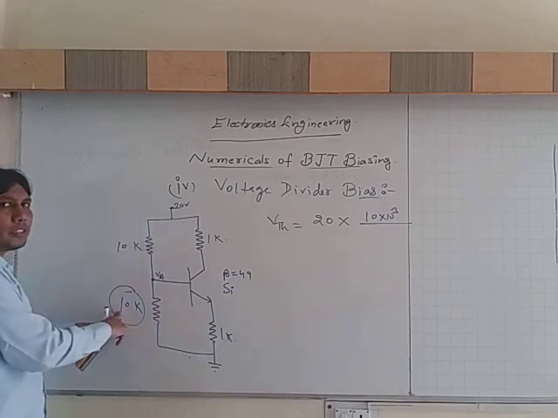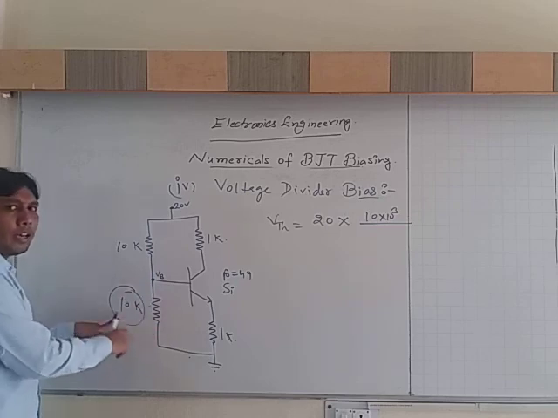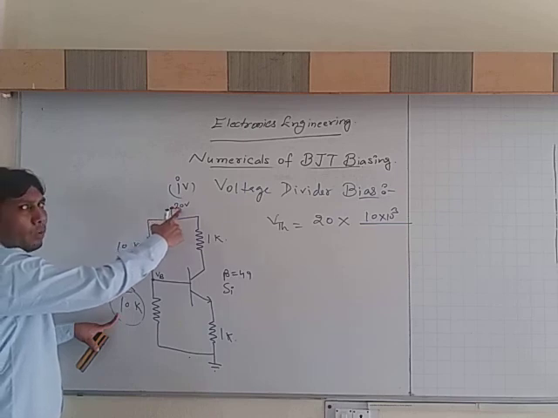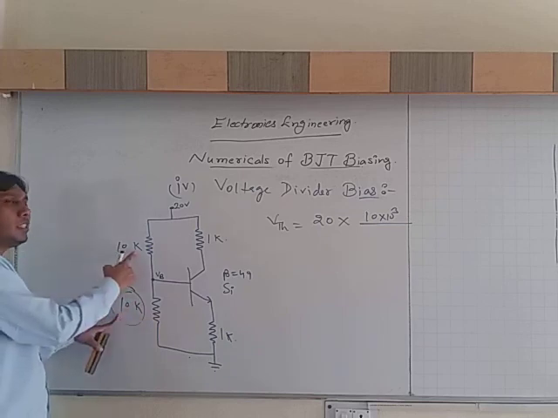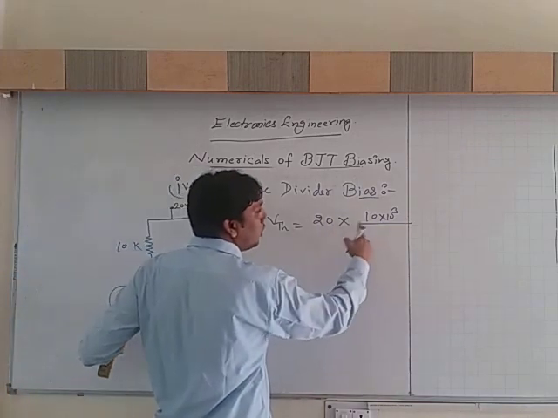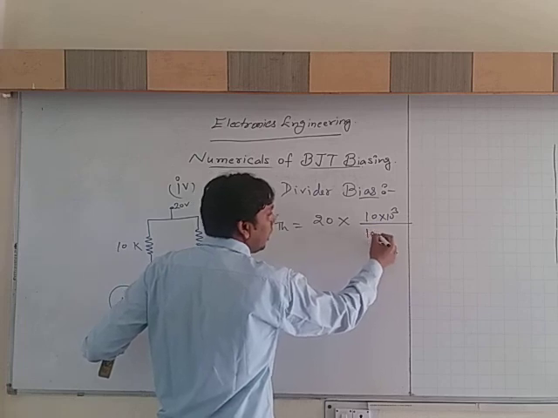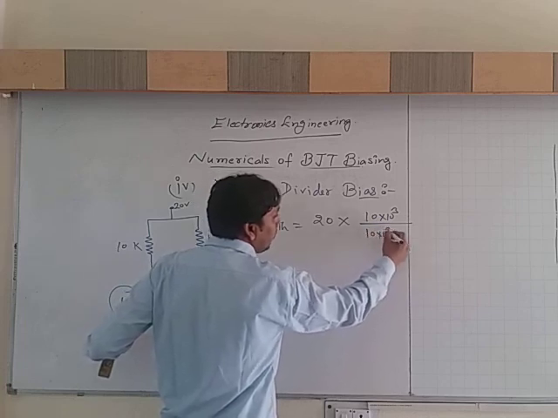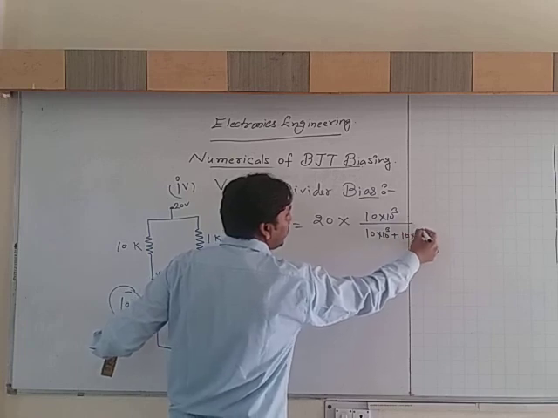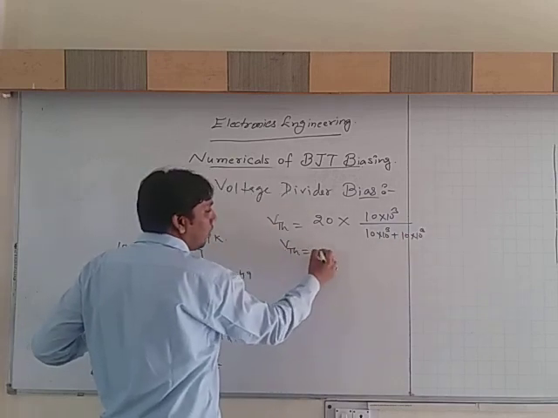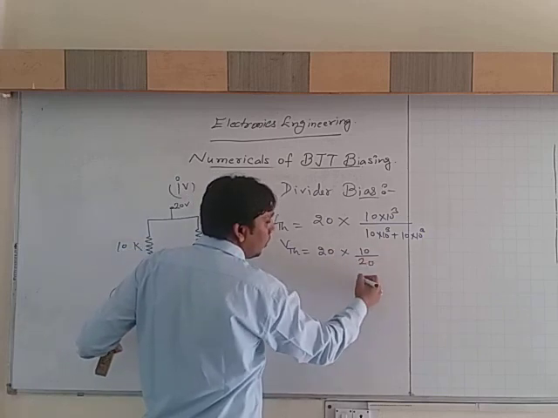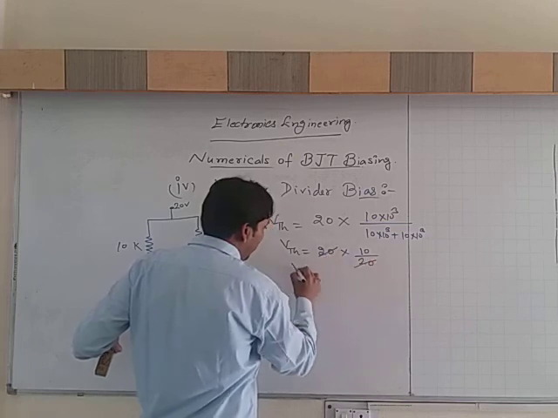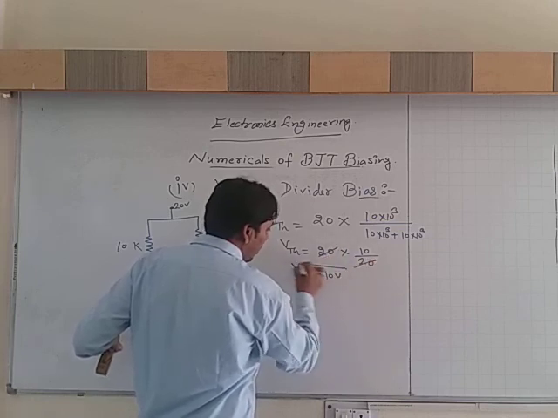The voltage divider rule says that the voltage across this resistance will be the supply voltage into this resistance upon this resistance plus this resistance. So the value will be 20 into 10 into 10 to the power 3 upon 10 into 10 to the power 3 plus 10 into 10 to the power 3. So VTH will be 20 into 10 upon 20. So VTH will be 10.